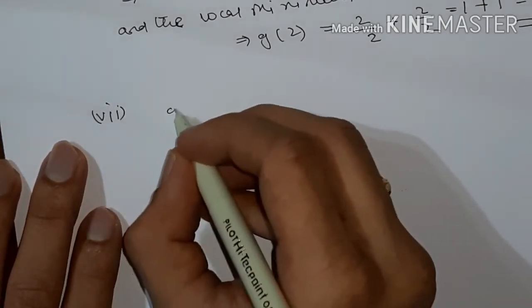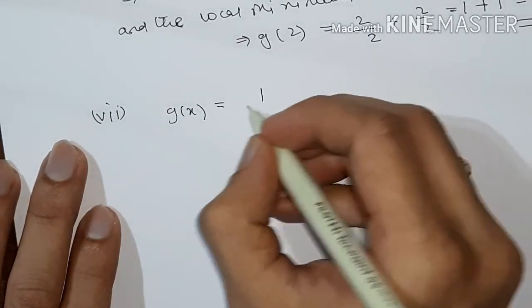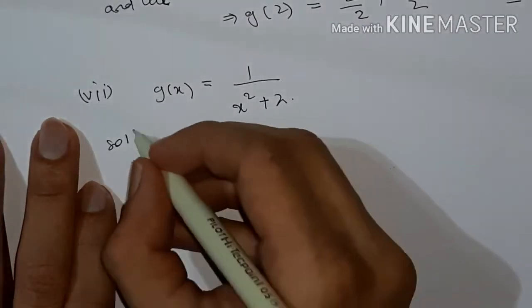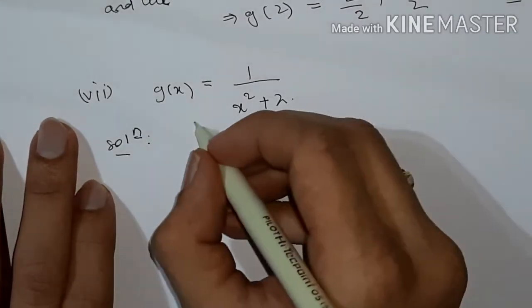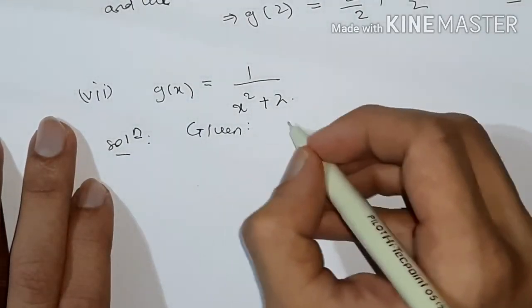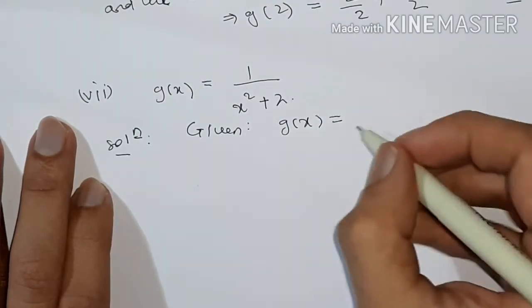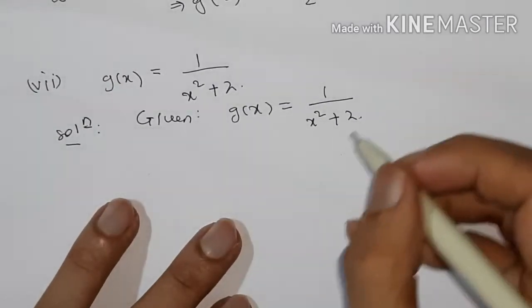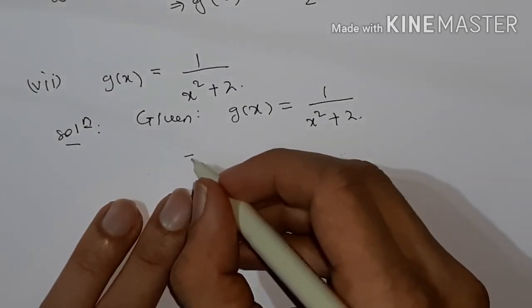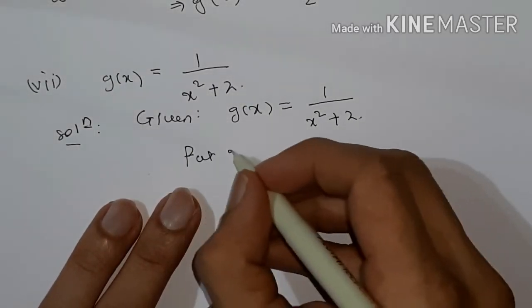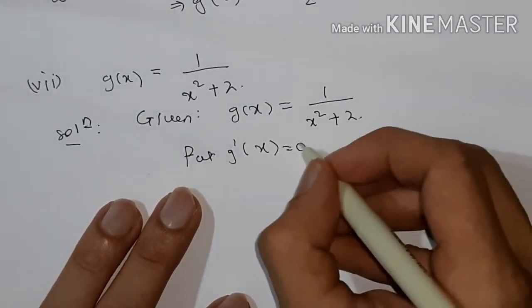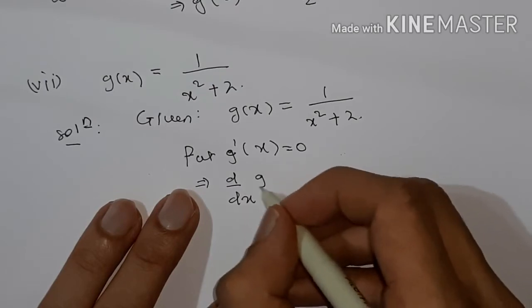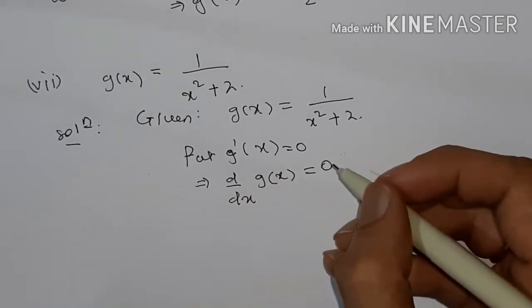So the 7th one is what? g of x equal to 1 by x square plus 2. So what you do is write what is given. So g of x is equal to 1 by x square plus 2, right? So what is the first step? Put g prime of x equal to 0, that is, derivative of g of x equal to 0.